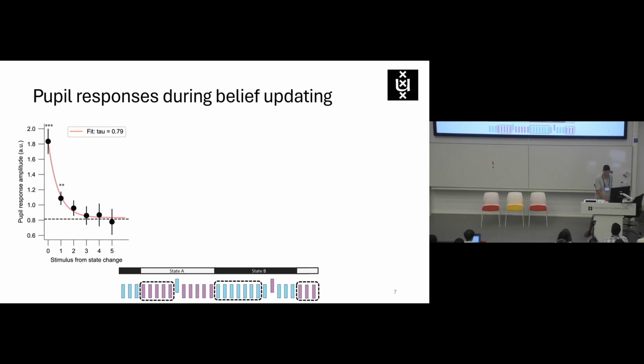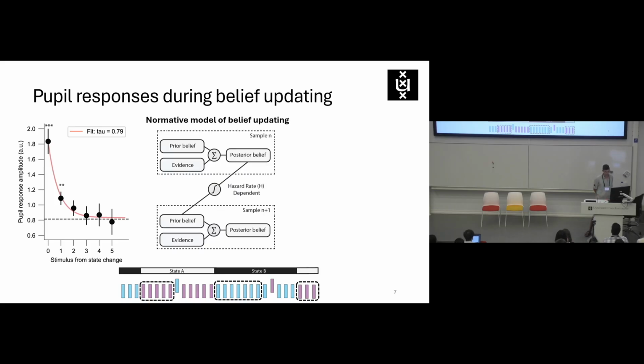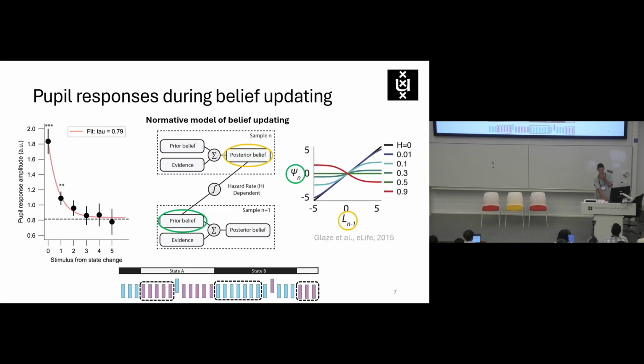To further investigate this integrative information process, we are utilizing an established Bayesian model for belief updating. This model formalizes belief updating in a way that evidence is combined with a prior to a certain posterior belief, and then this posterior belief acts as the next prior belief in the next sample encounter. The core of this model is the so-called hazard rate, which controls exactly this transformation process, and is nicely illustrated here in this figure from Glaze et al.